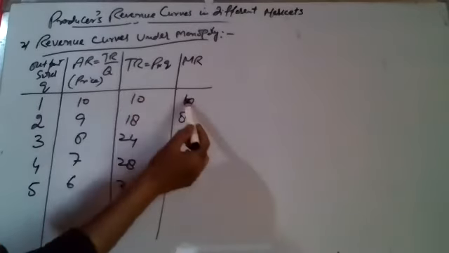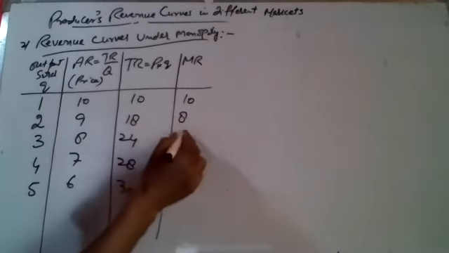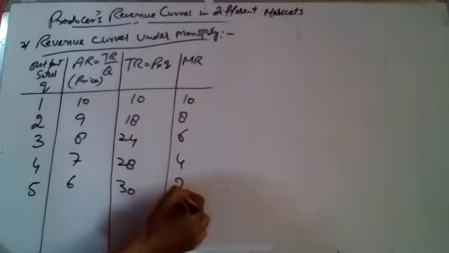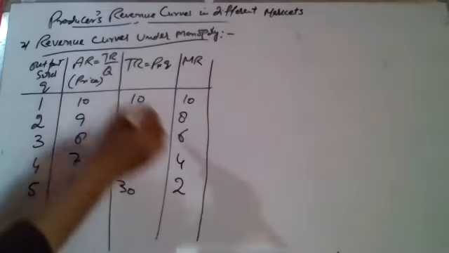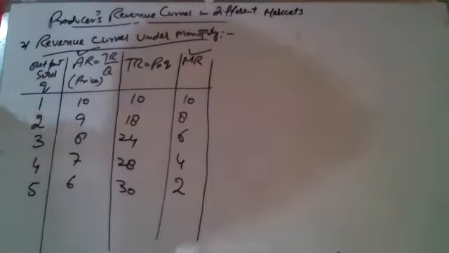10 minus 0, it is 10. 18 minus 10, it is 8. 24 minus 18, it is 6. Then what is next? 28 minus 24, 4, and then 2. So this is average revenue in monopoly and this is marginal revenue in monopoly.